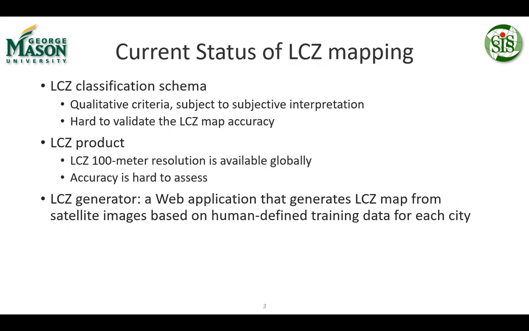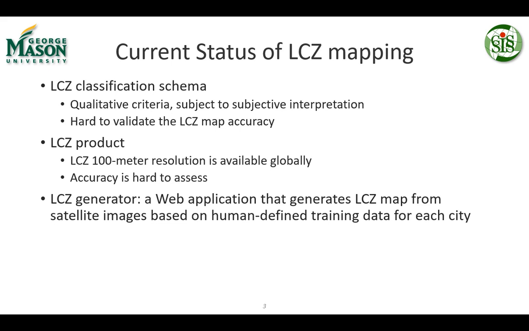Currently, we have an LCZ classification schema, and it is very qualitative. For example, class 1 is called high-rising compact class. There is no detailed definition of what high-rising means, or what compact means. And the product we currently have is a global 100-meter resolution data set, available globally.